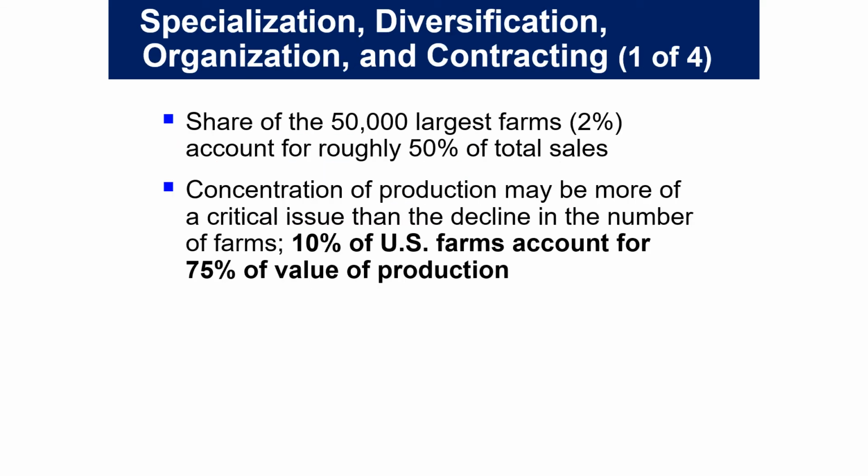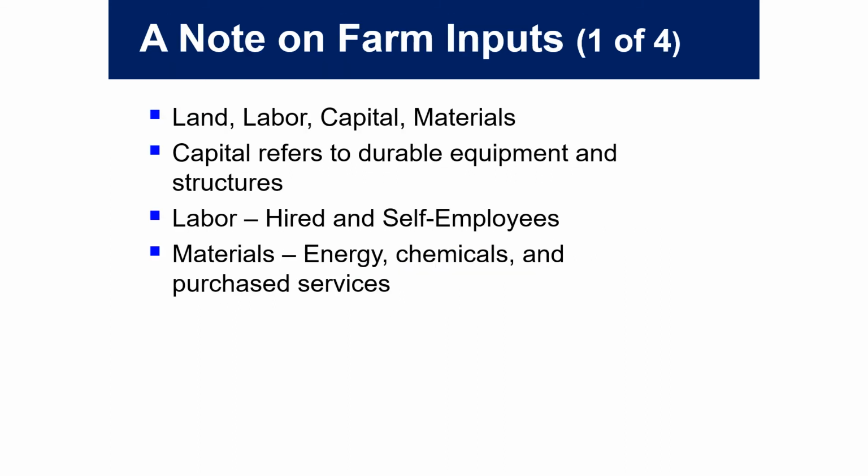Here's some more information. 10% of United States farms account for 75% of the value of production, which just basically means that there are lots and lots of really large farms and fewer farmers. Just a list of farm inputs there.